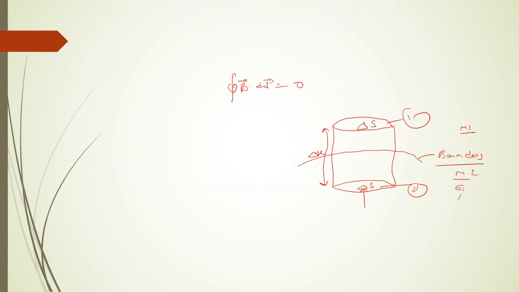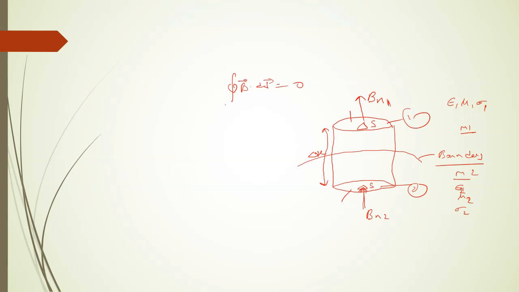Medium 2 has characteristics epsilon 2, mu 2, sigma 2. Medium 1 has characteristics permittivity 1, permeability 1, conductivity sigma 1. If the magnetic flux Bn2 is entering normally through this surface and Bn1 is leaving normally through the other surface, then the amount of flux entering equals the amount leaving. This is basically Gauss law for magnetism in integral form, integral of B dot ds equals 0.